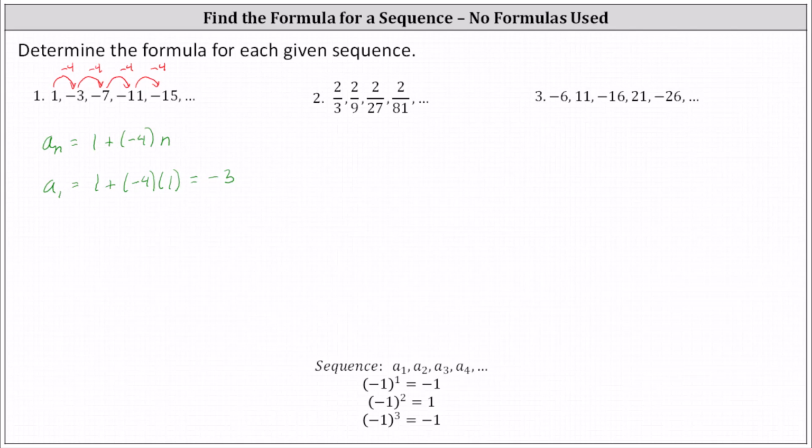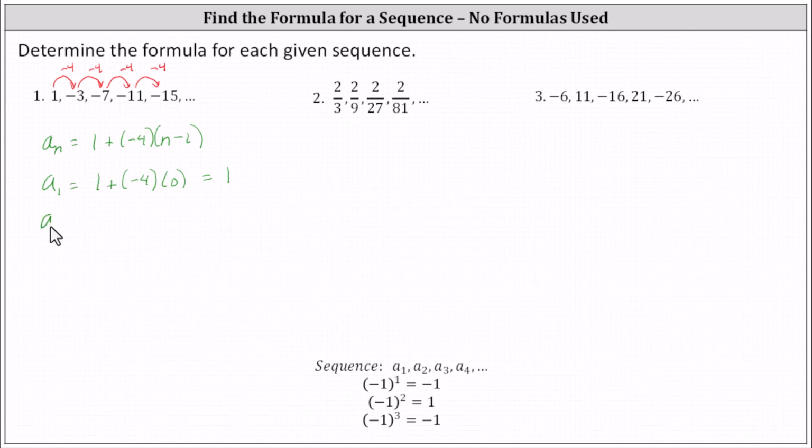Instead of adding n multiples of negative 4, we can add n minus 1 multiples of negative 4. Let's check to make sure this actually works. Now we have a sub 1 equals 1 plus negative 4 times the quantity 1 minus 1, or 0, which does give us the first term of 1.